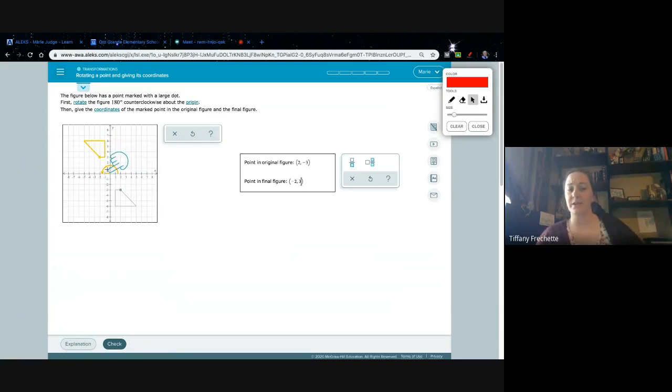Sometimes we do get a little more complicated, and we rotate it around, say, this point instead of around the origin. And that does change things a little bit as far as how this is calculated. So if it's around the origin, 180 degrees, that's the relationship. All right, next one.